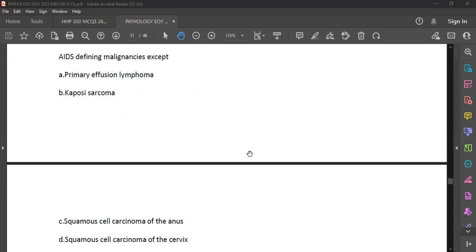Right, for AIDS-defining malignancies, we gave examples. There is a list you can check out. I can send it in the group. In the list, you're going to have clearly written some AIDS-defining malignancies and AIDS non-defining malignancies.